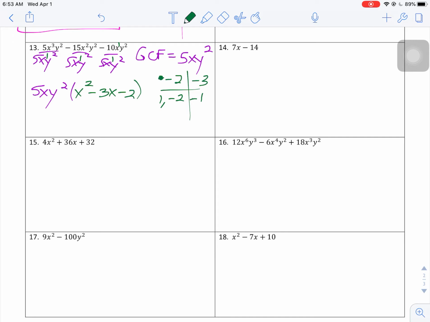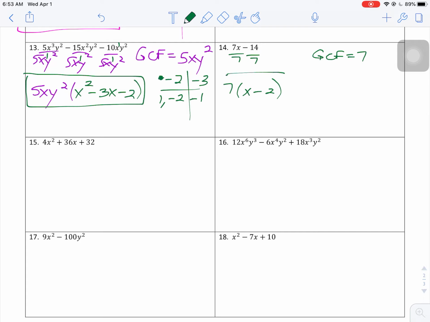And then there really aren't any other options. So on this particular problem, we cannot factor the leftovers any further. And that's fine. You don't have to be able to factor the leftovers. You just have to check and make sure you can't factor them. On 14, GCF equals 7. So I'm going to divide by 7. And that's it. It's a nice short one.